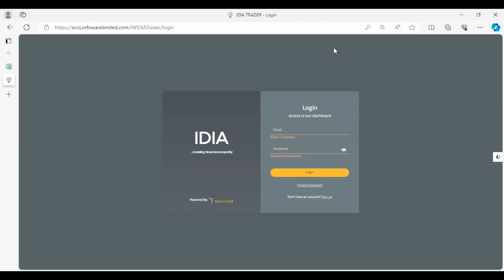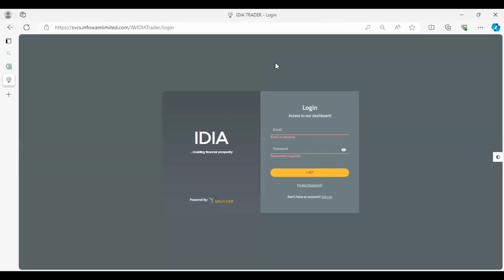Good morning, everyone. Welcome to this webinar. So, first of all, this is to present the IDIA Trader. The IDIA Trader is a platform that allows you to trade with any broker of your choice. And this is the login page.